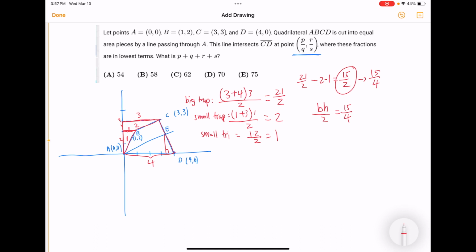And furthermore, we know that b equals 4 because it says right here, that's the base, and base equals 4. So we can just substitute that, which would be 4 times h over 2 equal to 15 over 4, and we can solve for h. So h would be equal to 15 over 8. And that is perfect because now we know that this segment right here, the height of the triangle AED, is equal to 15 over 8. And so that means that point E has a y-coordinate of 15 over 8.